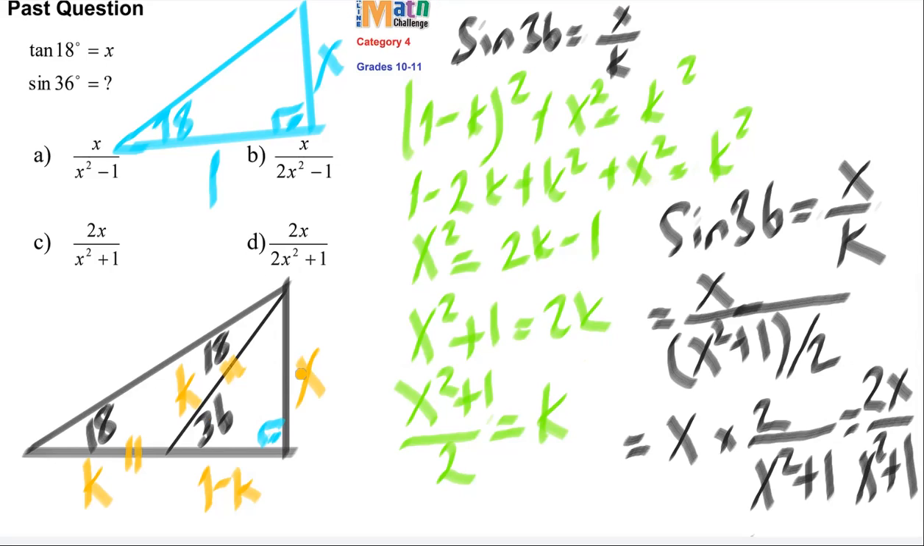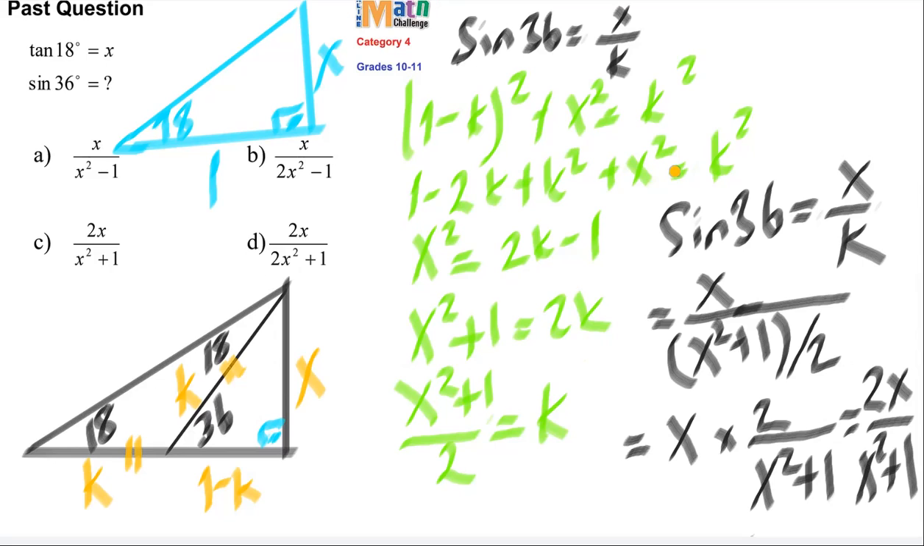Sine 36 is opposite divided by hypotenuse, so x over k. Here, sine 36 is x over k. Now let's expand this equation and try to get k in terms of x. So we expand this. If you don't know how to, you can check. We multiply 1 minus k by itself 2 times. So the expansion is 1 minus 2k plus k squared, plus x squared equals k squared.